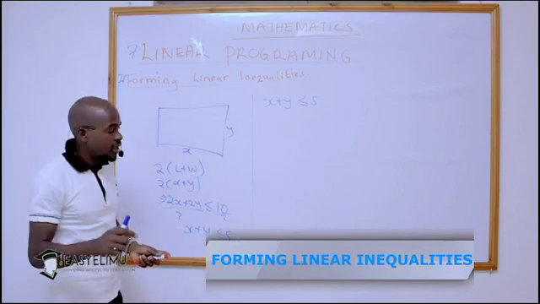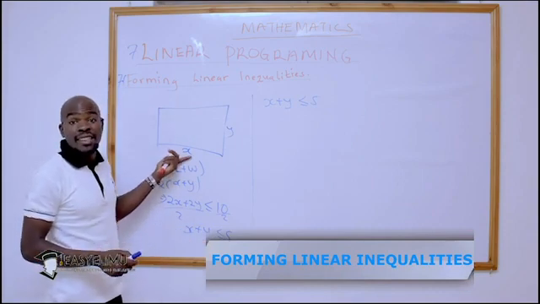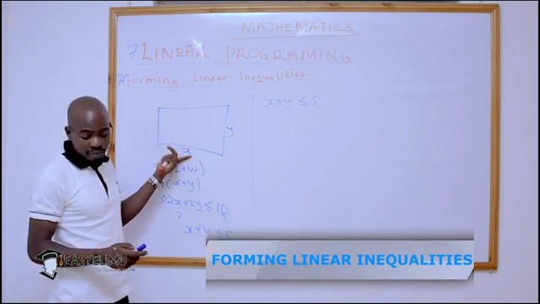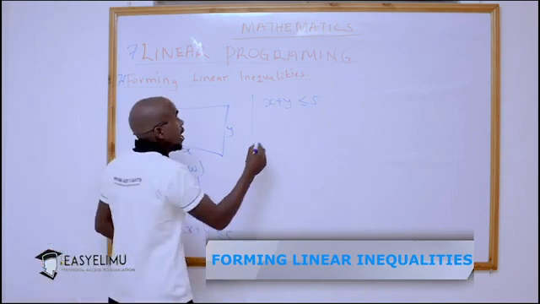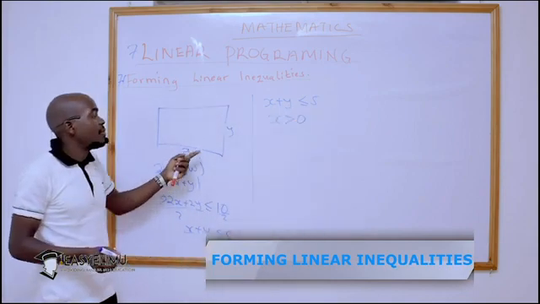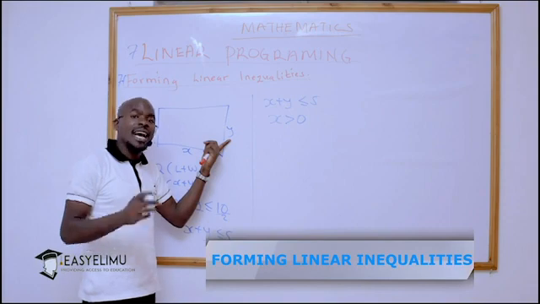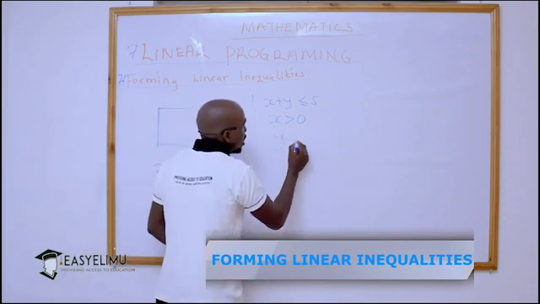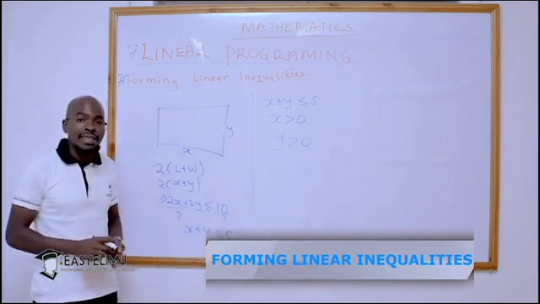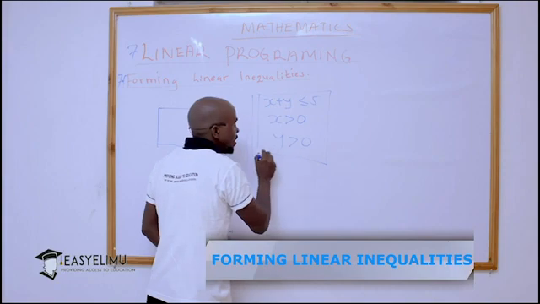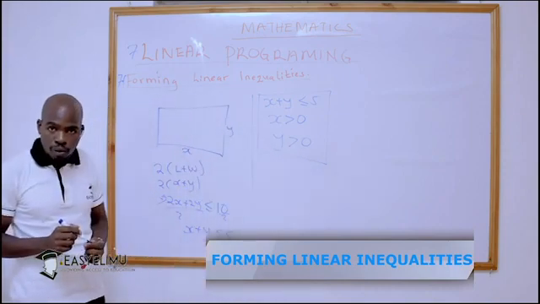So remember one thing. Length is a positive measurement. We cannot have a negative measurement. So that means that x is greater than 0. And at the same time, y, which is width, has some measurement, which means it cannot be negative. So it is also greater than 0. And these are the required linear inequalities that we were required to form.